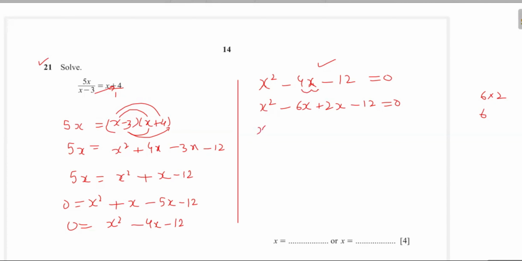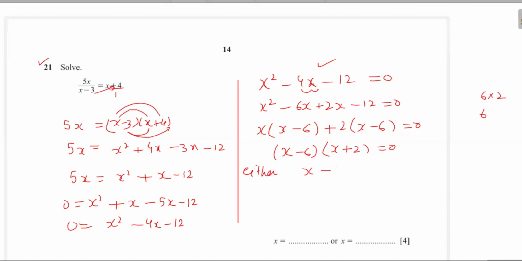Now we take the common from the first two terms. The x is common. We can write x minus 6. Now we take 2 as common from the next two terms. We get x minus 6, and x minus 6 is common, and x plus 2 is written as it is, equal to 0. Now either x minus 6 equal to 0 or x plus 2 equal to 0. Now we can write x equal to 6 and x equal to minus 2, and this is the answer.